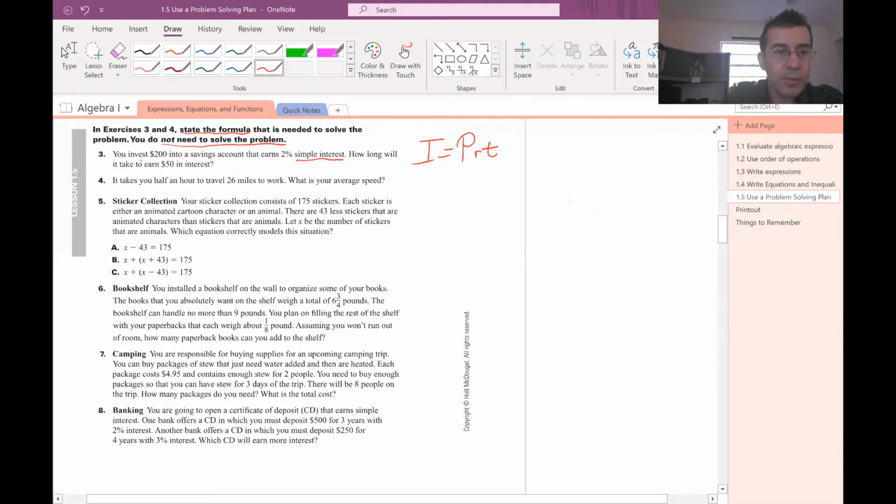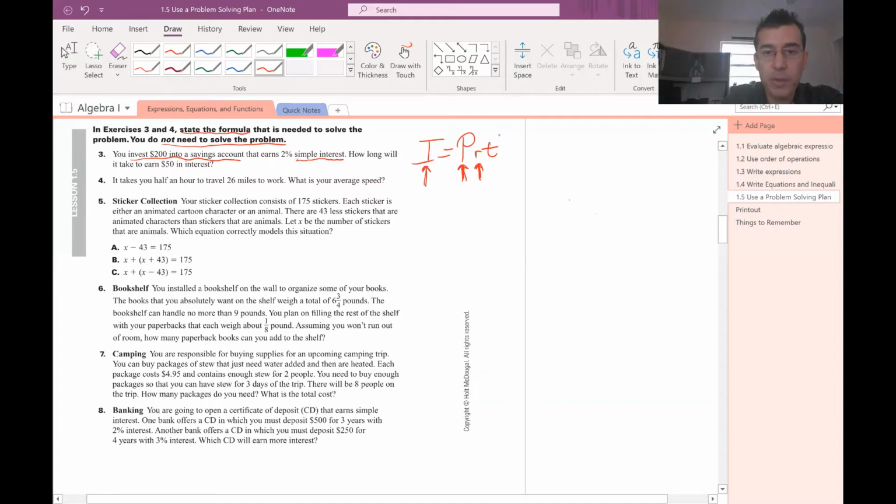Okay, so when it says you invest $200 into a savings account, that's how much you invest, or your principal amount. That's the $200 goes here for the P. And then it earns 2% simple interest. The interest rate is this one right here, the R. So you substitute the 2%, or that is 2 over 100, or 0.02 here for R. And then how long would it take to earn $50 in interest. So the interest amount is $50, right? It goes here. We have to find out the T.